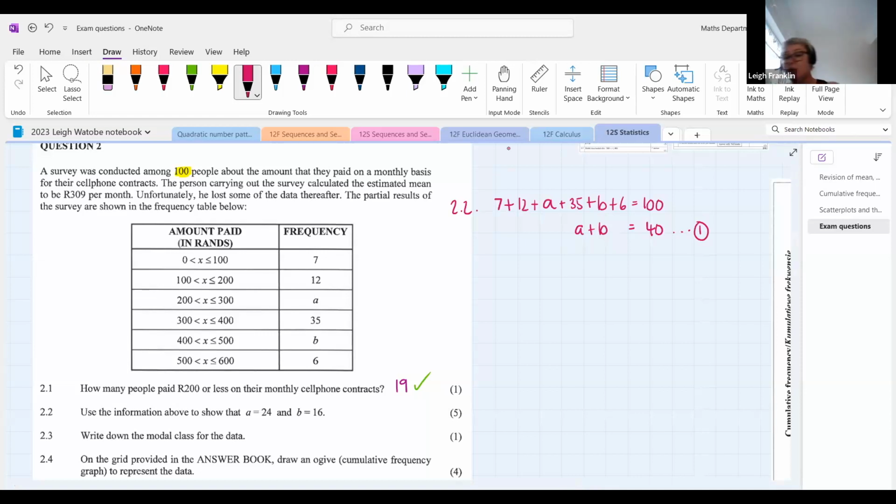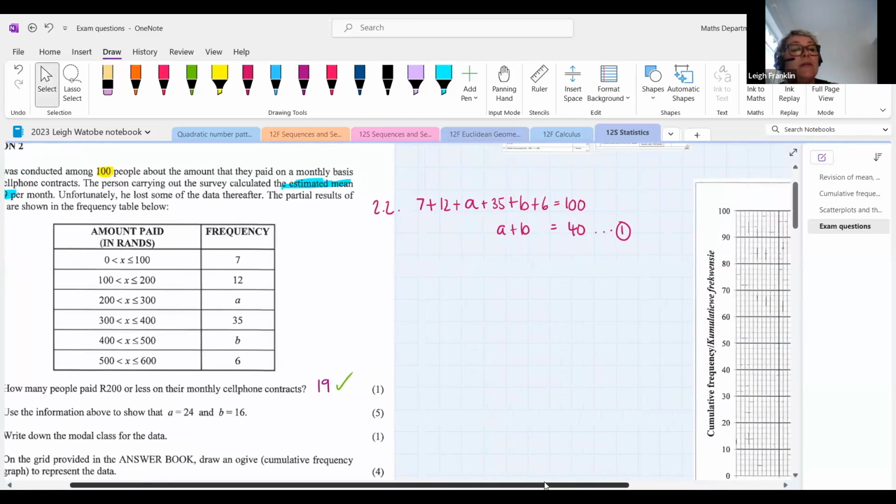Now, you said, will I show you how to do the estimated mean? That's exactly what I'm going to show you with this particular question. Here, where we are showing that A is going to be 24 and that B is 16, we have to use the estimated mean to be able to do that. Do you see here they use the words estimated mean to be 309 Rand per month. So that's where they were dropping a clue that this question would have to be done in that way.